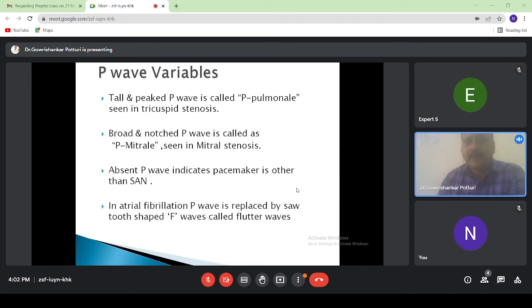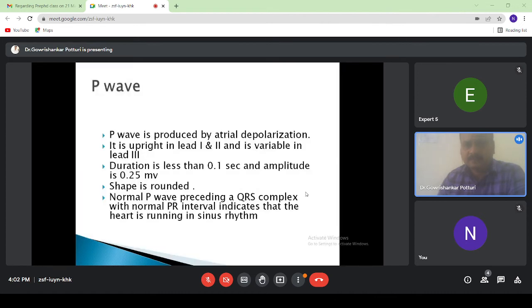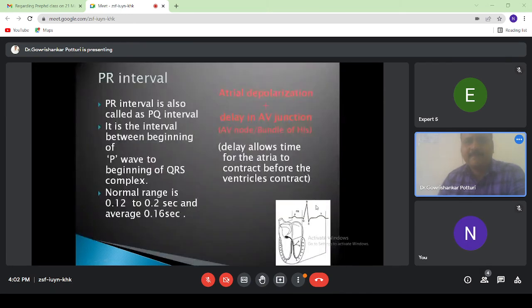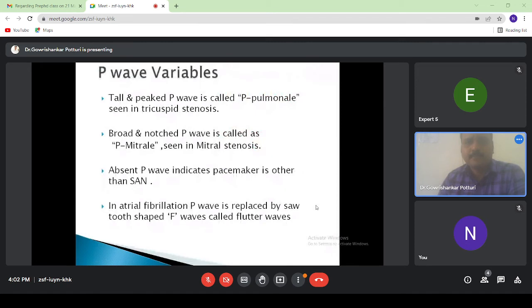Tall peaked P waves are called P pulmonale. Instead of rounded P waves, if you see a tall or peaked P wave, something like this, in this position, then it is called P pulmonale. So tall and peaked P waves are called P pulmonale.